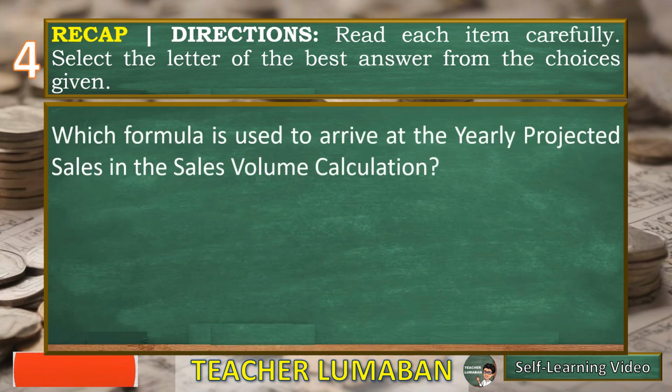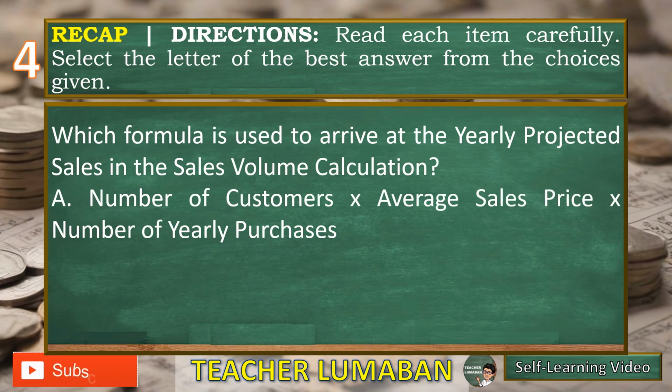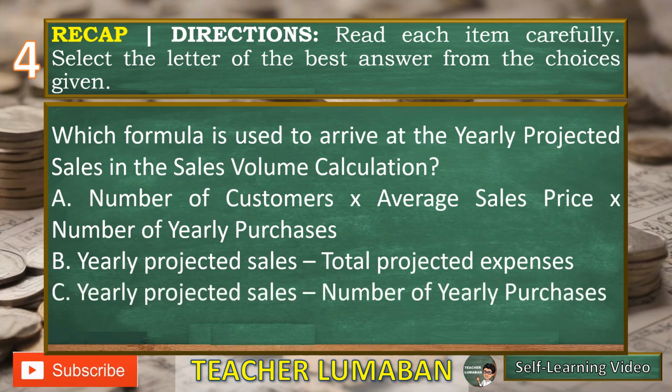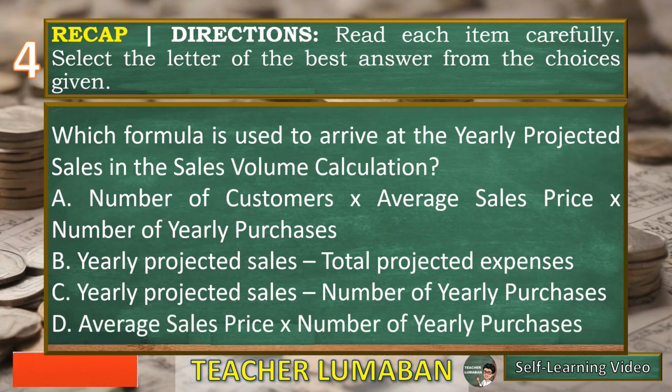Which formula is used to arrive at the yearly projected sales in the sales volume calculation? A. Number of customers, multiply by, average sales price, multiply by, number of yearly purchases. B. Yearly projected sales, minus, total projected expenses. C. Yearly projected sales, minus, number of yearly purchases. D. Average sales price, multiply by, number of yearly purchases.